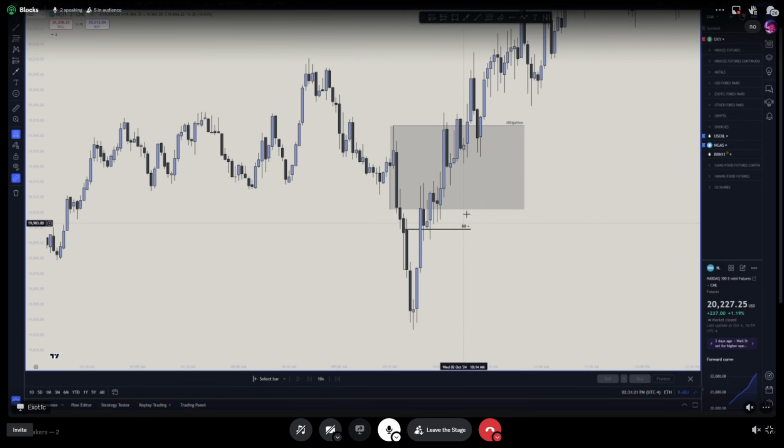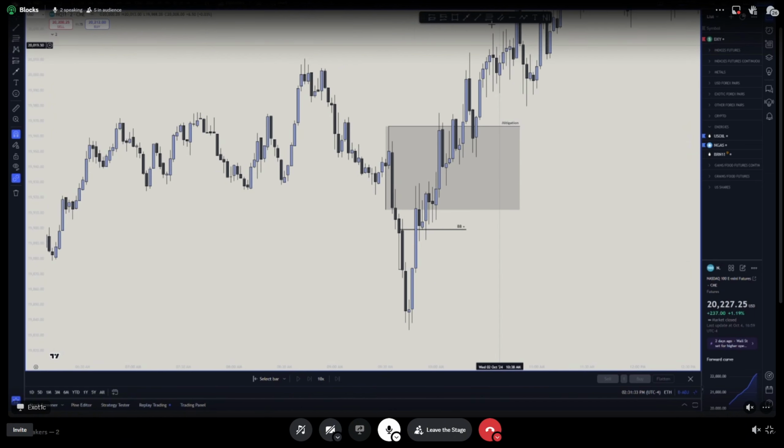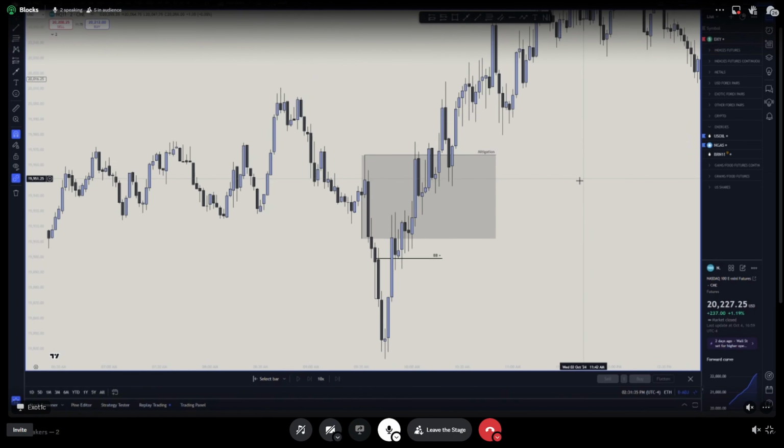This right here is going to be your mitigation block on the 1-minute chart as well. Because time is fractal, we're going to have one here as well, and it's going to be your one-sided delivery. It's going to be down and up, right? It's going to be your one-sided delivery. Does that make sense here?